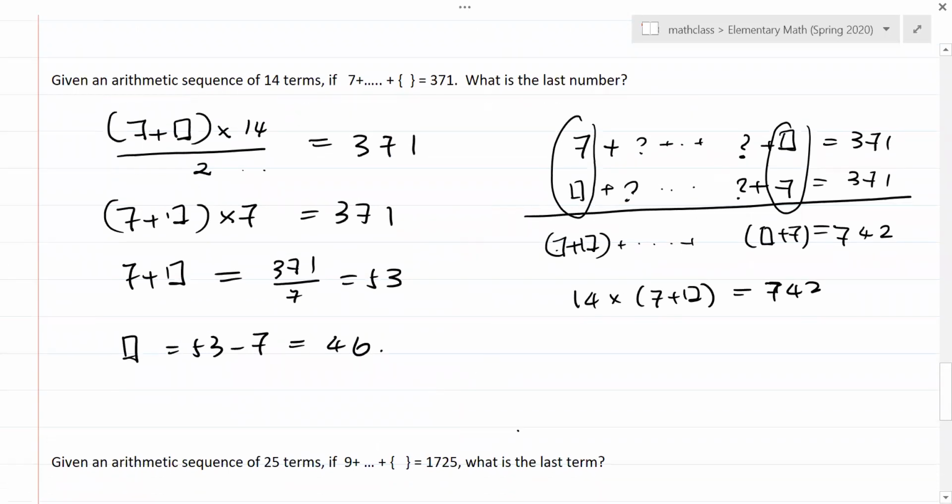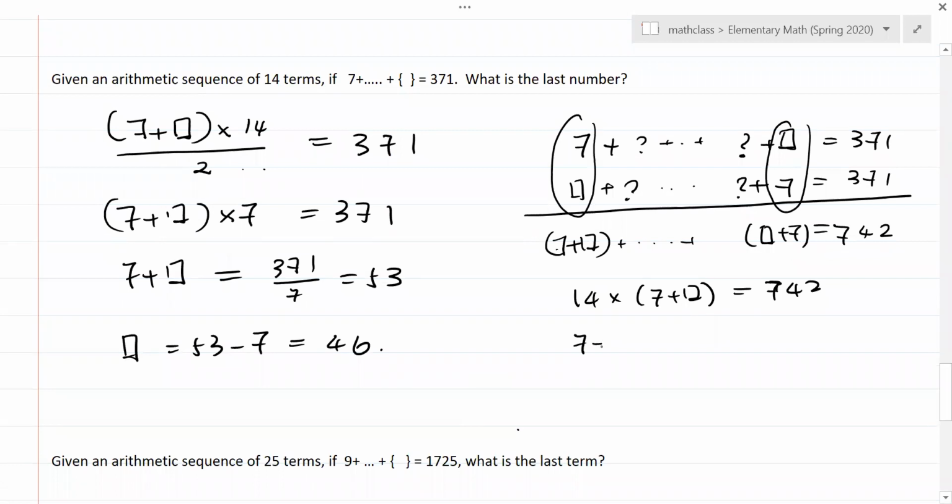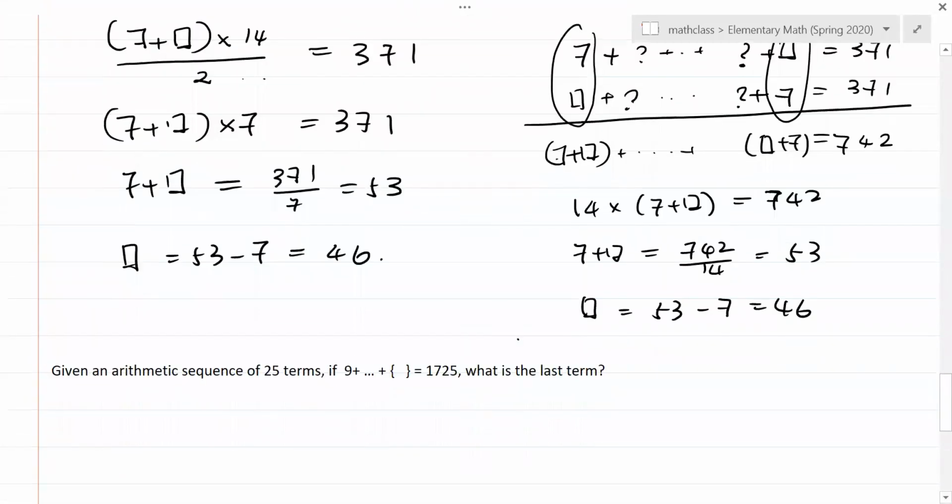All right, so then you can divide both sides by 14, then you still get 53, then you figured out that number, 53 minus 7 is 46, okay? So this is the idea. So let's try the next one. You already got the idea, right?